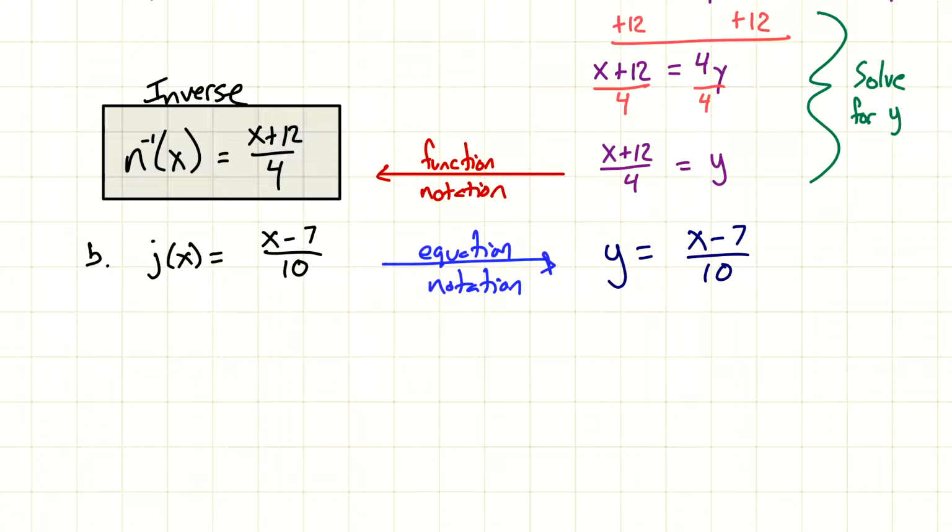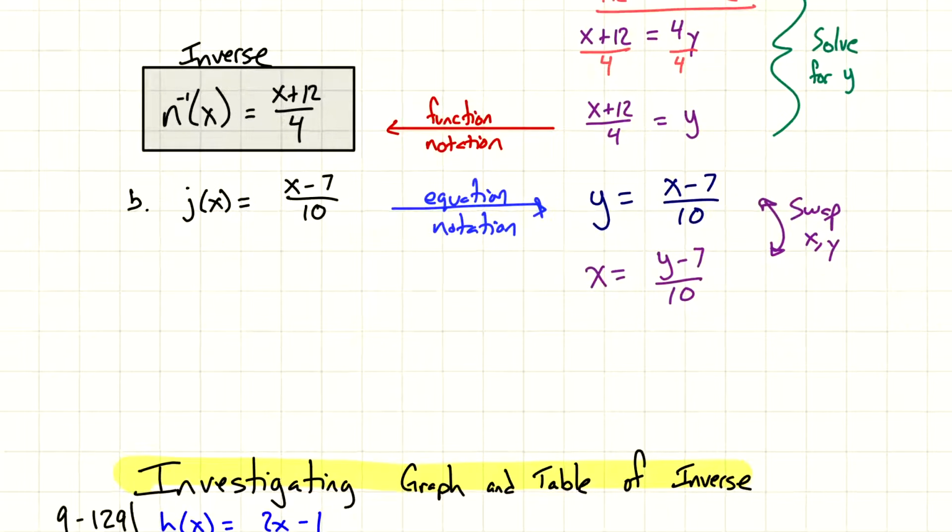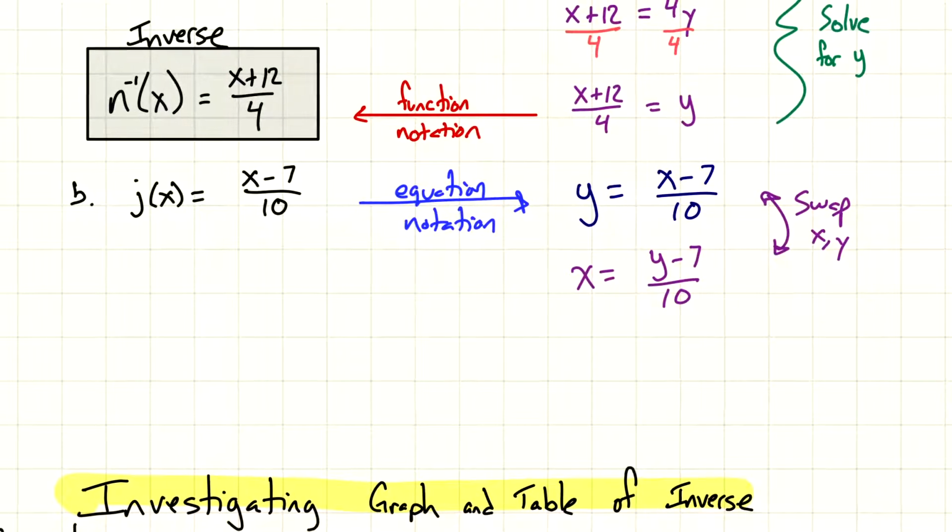So now we're going to swap, right? We're going to swap our x's and y's. We're going to swap x and y. So now we're going to be left with x equals y minus 7 over 10. All right. Now the next step is we're going to solve this. Right? We're going to solve for y. See if I could squeeze this in.